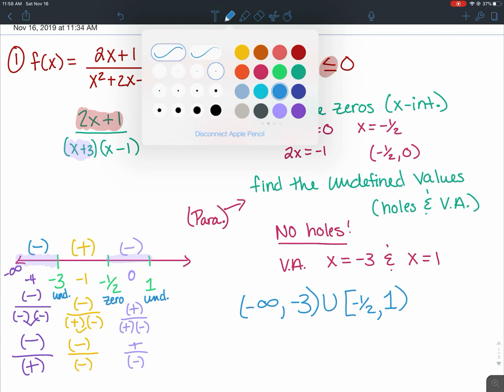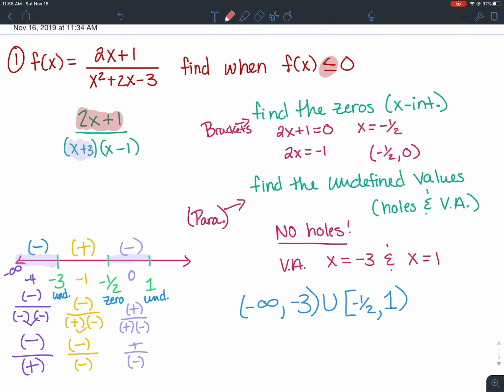All right, last one, last little section. I'm going to plug in 2. 2 times 2 is 4 plus 1, that's positive. 2 plus 3, that's positive. There aren't any negatives involved. 2 minus 1 is also positive. That is just straight positive, so we should know that. It's a positive. So my final answer is this guy right here.